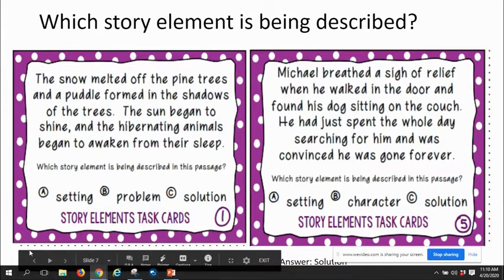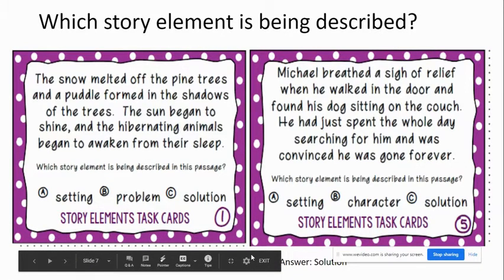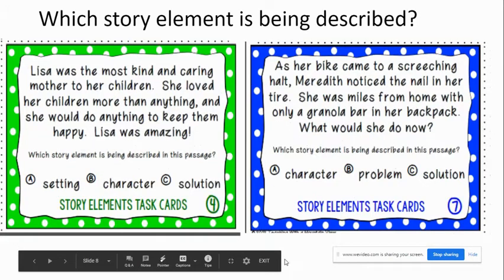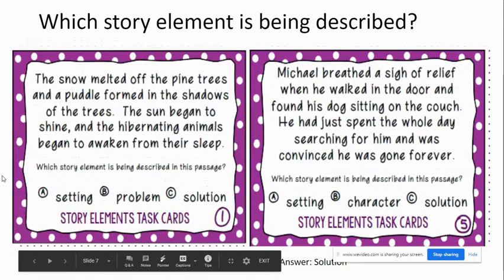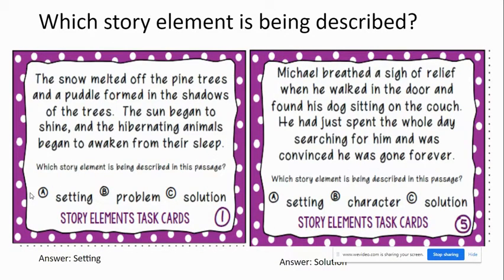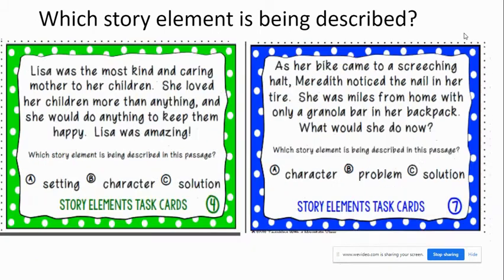So for the first one, I have setting, and I can see that it talks about trees, shadows, puddles. That shows me that that is the setting, or where the story took place. And the next one, solution. There's a problem here, and then he gets the problem solved. So that would be the solution, the structure of that story.